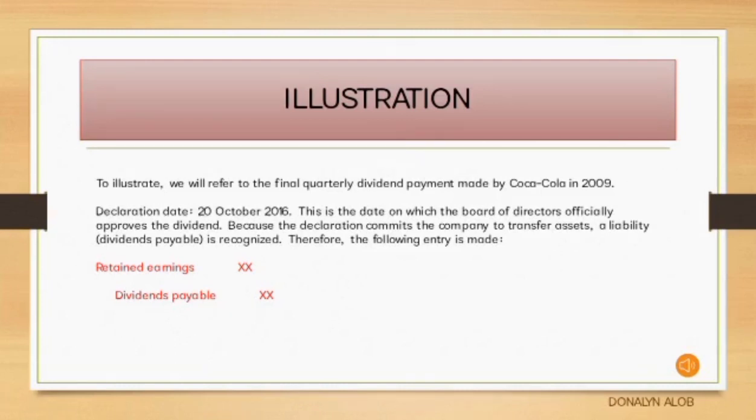Declaration date, October 20, 2016. This is the date on which the Board of Directors officially approves the dividend. Because the declaration commits the company to transfer assets, a liability, dividends payable, is recognized. Therefore the following entry is made: retained earnings and dividends payable.